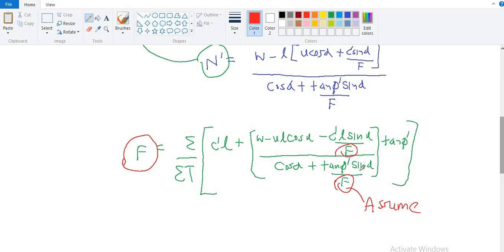right? So we continue this process until this output value is equal to the input value or the assumed value, right? So we can do this multiple times until this factor of safety output value is equal to the assumed value, or almost equal to the assumed value. So we'll see how we do this.